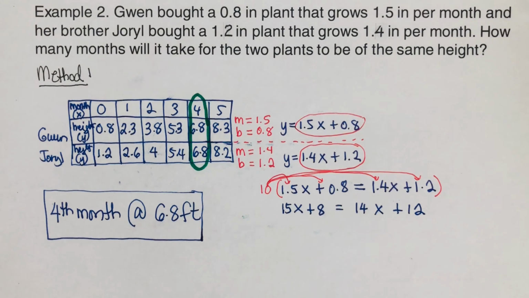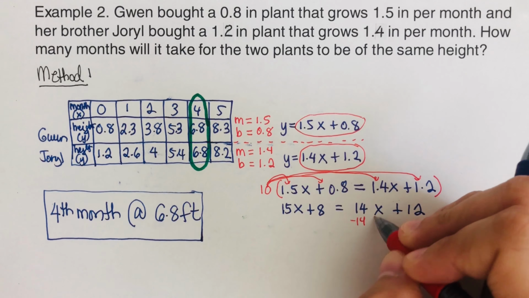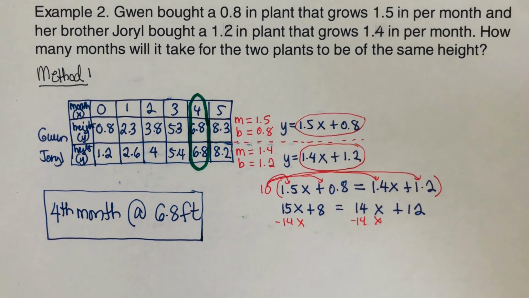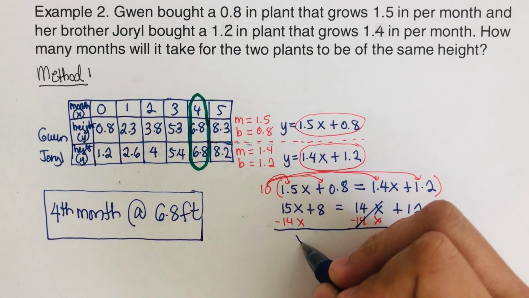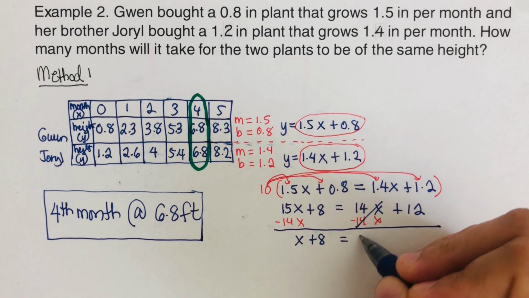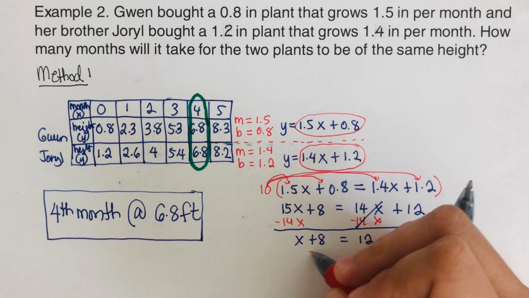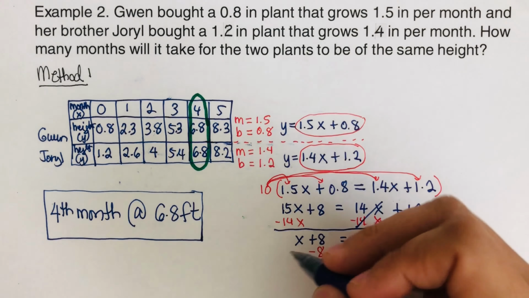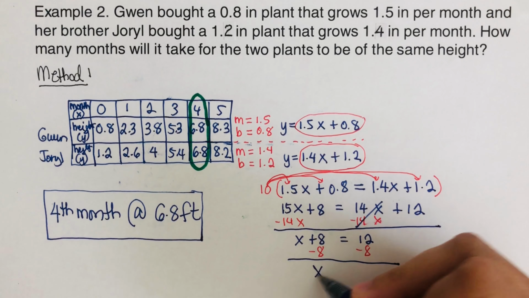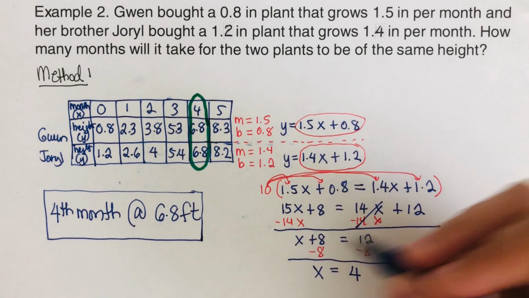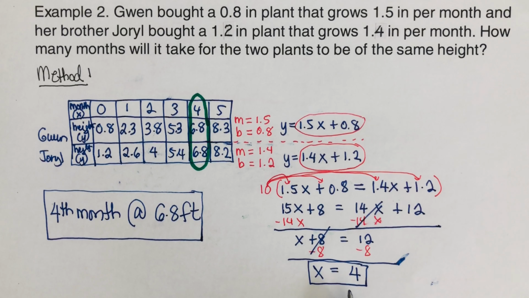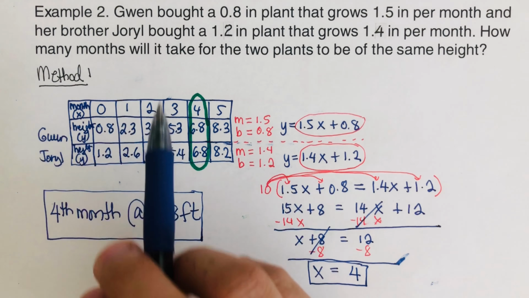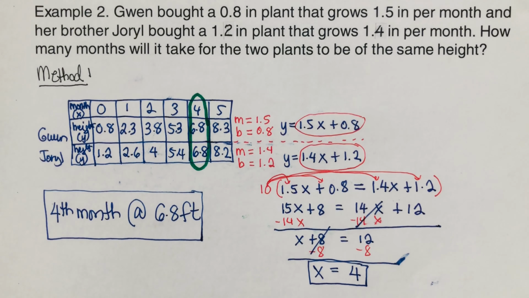And then from here, we can subtract 14x from both sides. So minus 14x. Then we can cross the 14x out, and we're left with 1x. So we can just write x plus 8 equals 12. Now we're going to subtract 8 from both sides, minus 8. So then we are left with x is equal to 4. So x is 4. It means that it takes 4 months for these two plants, the plant that was bought by Gwen and the plant that was bought by Joril, to be of the same height.